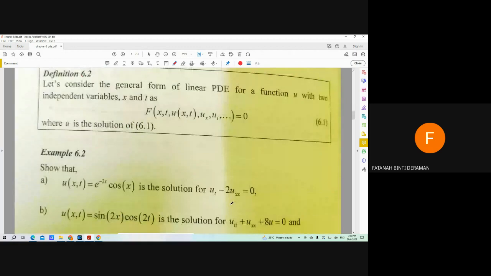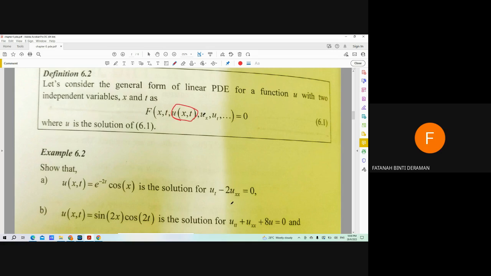Right. So next we will go to a bit, not really long, just a medium calculation. But in your final it will be quite easy actually. So we will use this definition, this concept to test. So let's consider the general form of the linear PDE. We have the function u with two independent variables, x and t.